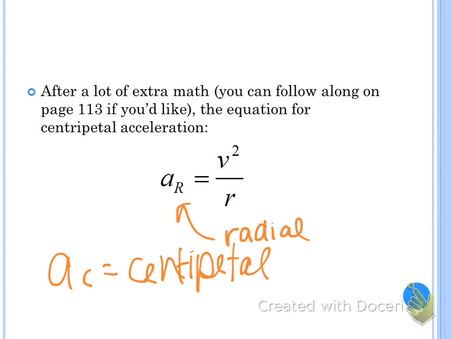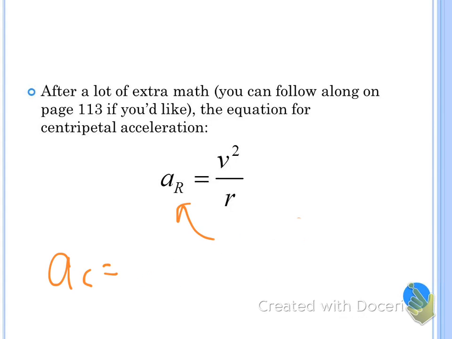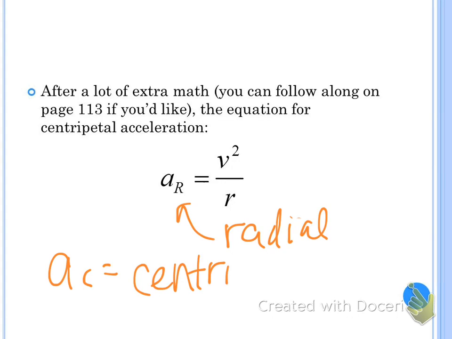Okay, centripetal means center seeking. I couldn't spell it right, so. Okay, but that's what your centripetal or radial acceleration equation is, v squared over r.